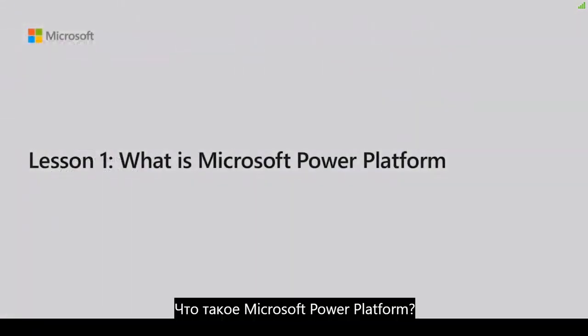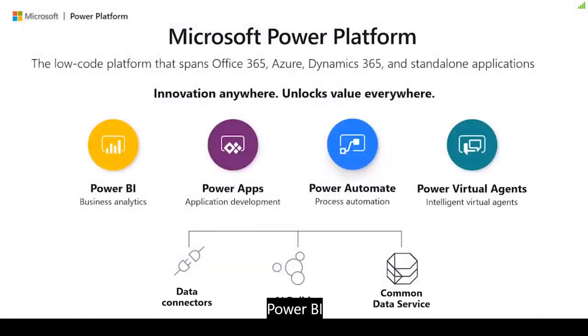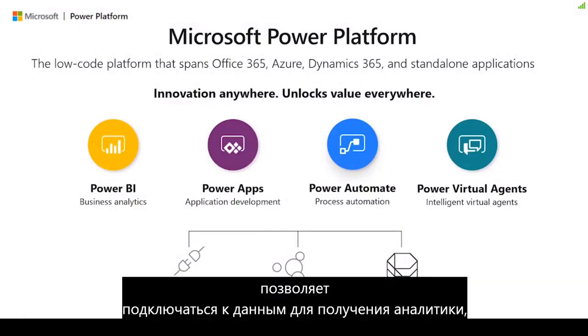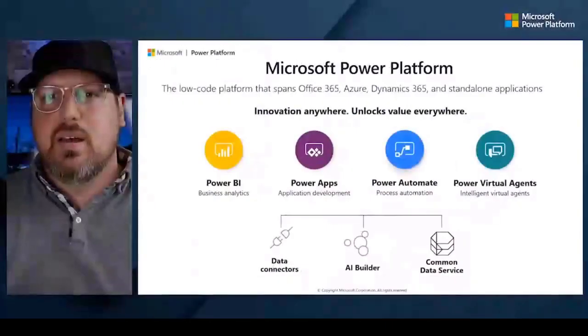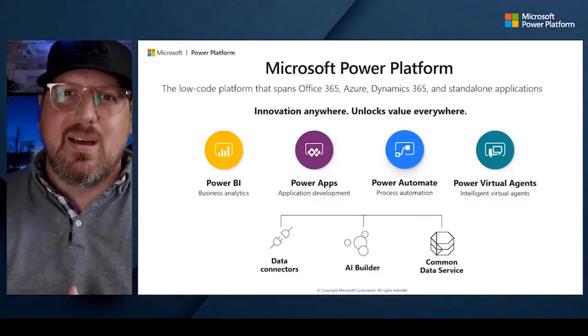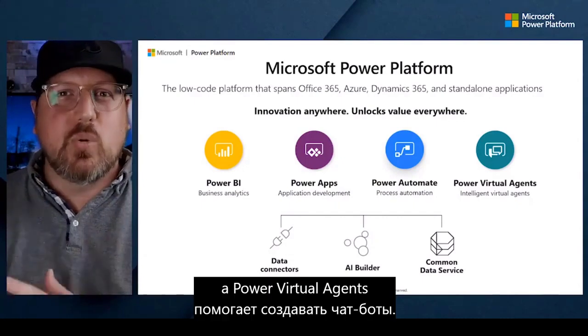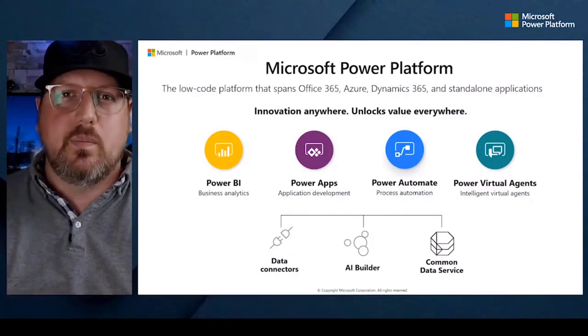So what is the Microsoft Power Platform? At the core, the Power Platform has 4 main products. There's Power BI that allows you to connect to your data to do analytics. And then you have Powerapps that allows you to act on your data. Power Automate to automate your business processes. And Power Virtual Agents that help you build chatbots.